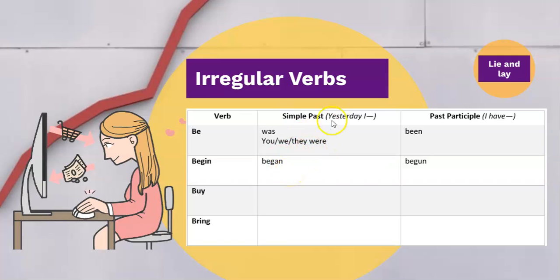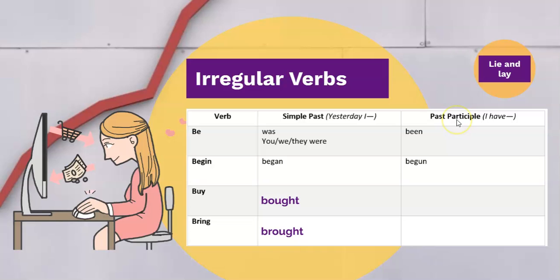If you begin a sentence with yesterday I, then you know that the verb that follows is the simple past. And let's look at some more irregular verbs. I bought, I brought. Now, some people confuse these two verbs. An easy way to remember is bring contains an R and brought contains an R as well.